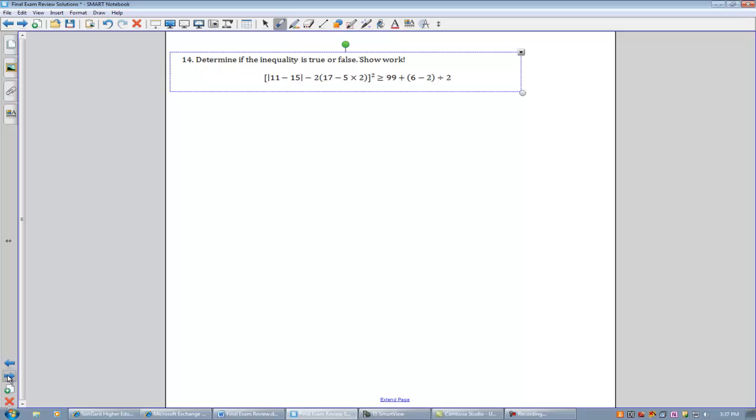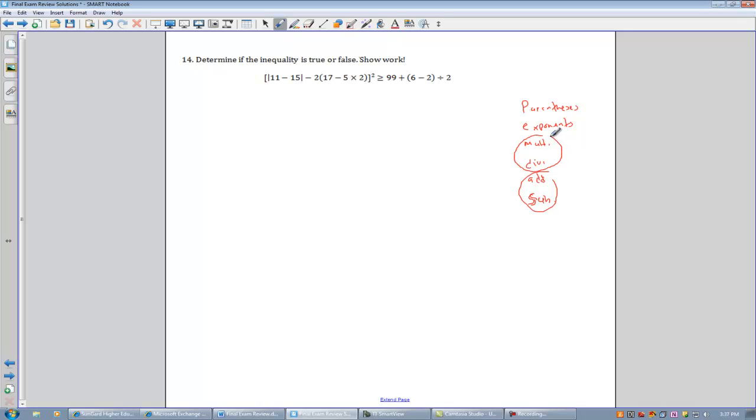And the next problem, right, so this says determine if the inequality is true or false. Make sure you show your work. So this is actually an order of operations problem. Right? So remember order of operations, it's please excuse my dear Aunt Sally, where this is parentheses, this is exponents, this is multiplication, and this is division, this is addition, and the S here stands for subtraction. Right, remember addition and subtraction can go together, and multiplication and division can go together.